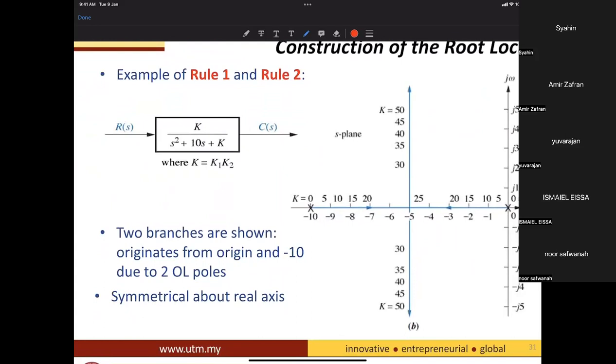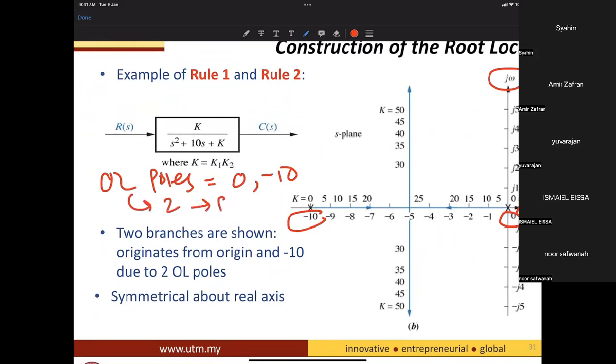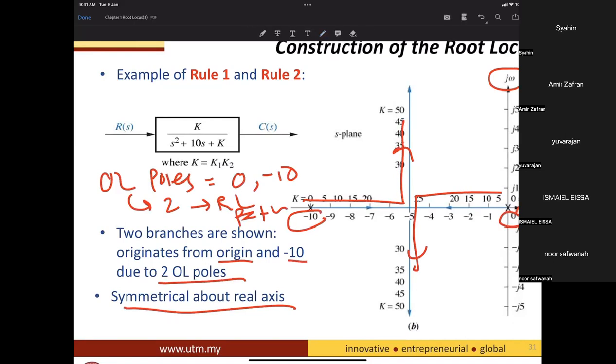Okay, so you have an S-plane here, imaginary axis, real axis. Then you plot the open loop poles, 0 and -10, meaning that we have 2. So that's why the number of RL paths is equal to 2. The first one is this one, go up, and the second one is this one, go down, like the previous example. So the two branches are shown here, originating from -10 and the origin, due to the open loop poles, and it is symmetrical on the real axis, meaning that if we flip this S-plane on the real axis, they will touch each other, face each other.